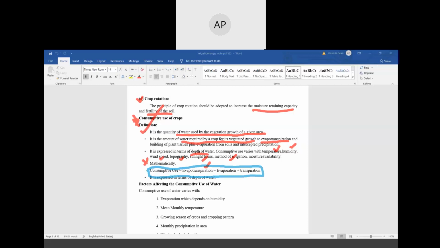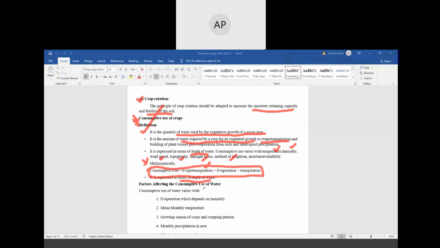Okay, I think you have got in hydrology what is evapotranspiration. Already you have learned about it. Evaporation plus transpiration, together known as evapotranspiration. Okay, and consumptive use is expressed in depth of water.